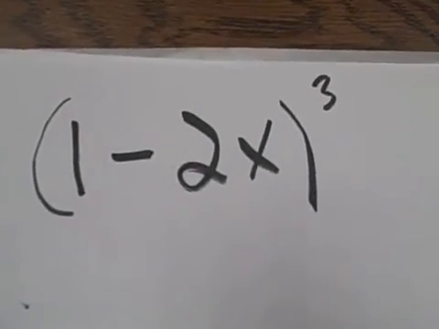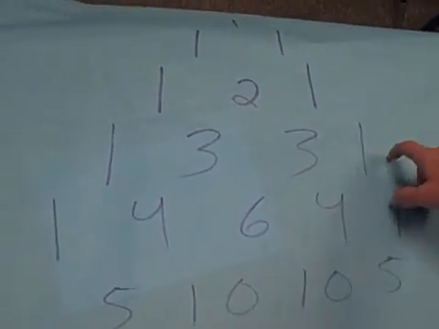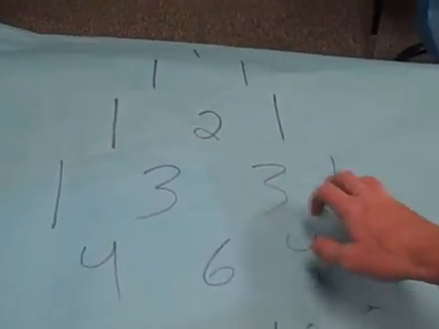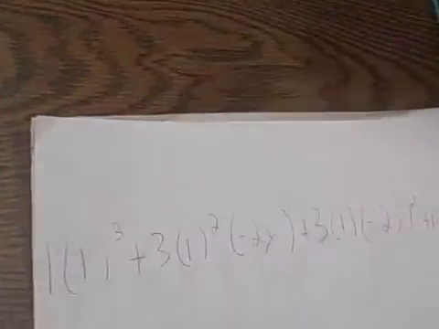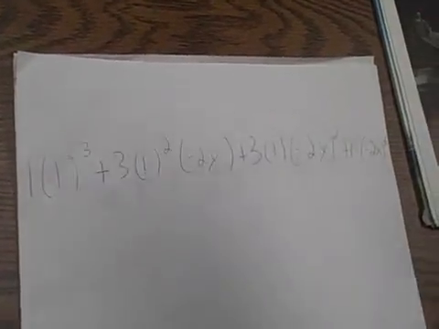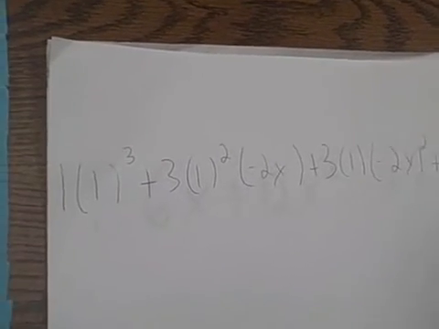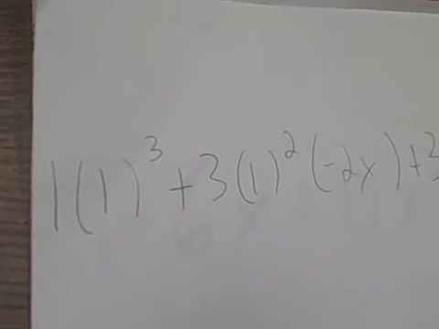This is problem number 4, (1 - 2x) to the 3rd. So looking at Pascal's triangle, you go to the 3rd row, and your coefficients are 1, 3, 3, and 1. You're going to take those and use them for your work. And you're going to split up the x's and the y's. Going right, the powers of x's go down, and the powers of y's go up.